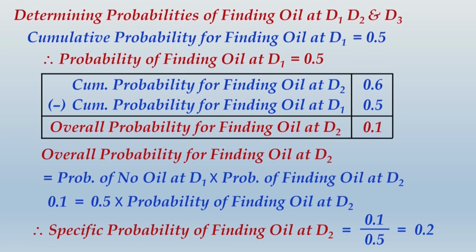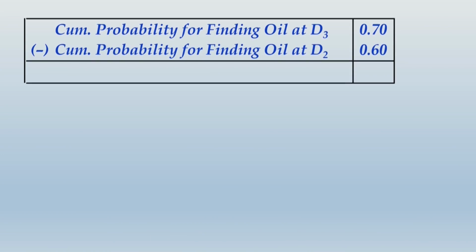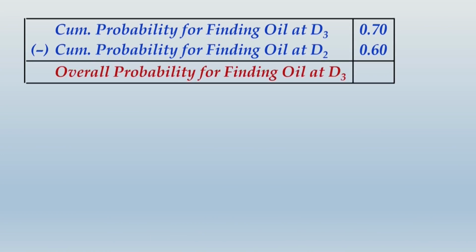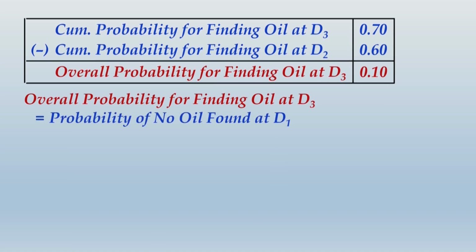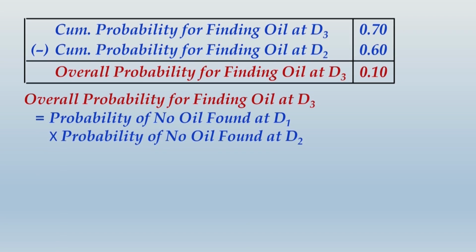Alright friends, so once you have completed this entire working, let us move ahead and do a similar kind of calculation. Cumulative probability for finding oil at D3 is 0.7. Cumulative probability of finding oil at D2 was 0.6. Therefore, overall probability of finding oil at D3 will be 0.7 minus 0.6, that is 0.1. And overall probability of finding oil at D3 is probability of no oil found at D1 multiplied by probability of no oil found at D2 and multiplied by probability of finding oil at D3. The left hand side of the equation, that is overall probability for finding oil at D3, is 0.1.